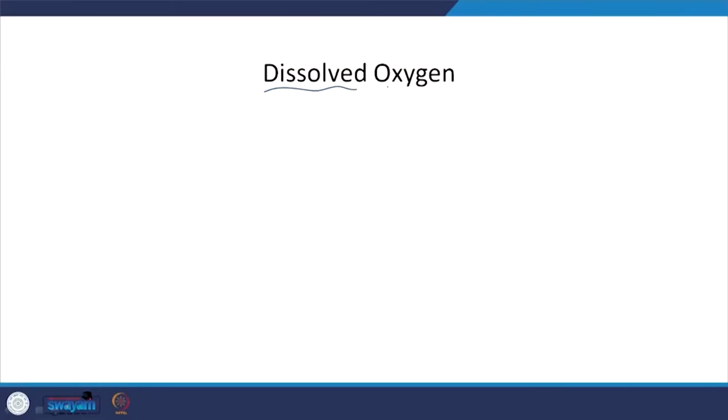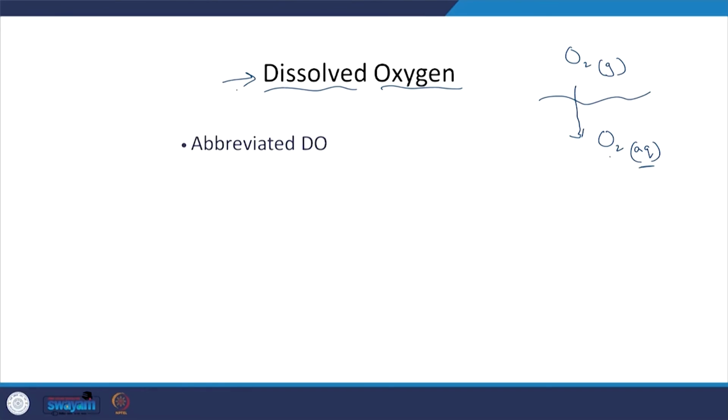One aspect is dissolved oxygen. We know that oxygen is present in the gaseous phase, and if we bubble oxygen into the aqueous phase, or water, it will dissolve in that, and that we are going to say is oxygen in the aqueous phase, or the dissolved oxygen. Why is that required? Let us see that. It is called DO. Whenever somebody says DO, this is what they are talking about. It is dissolved molecular oxygen.